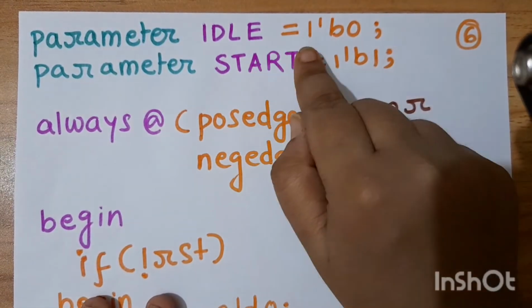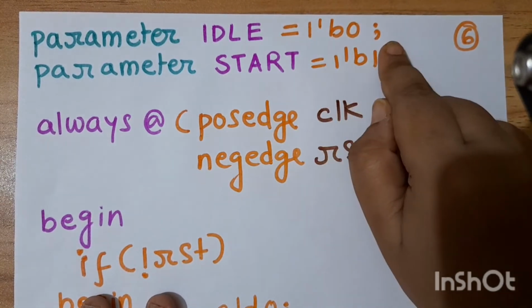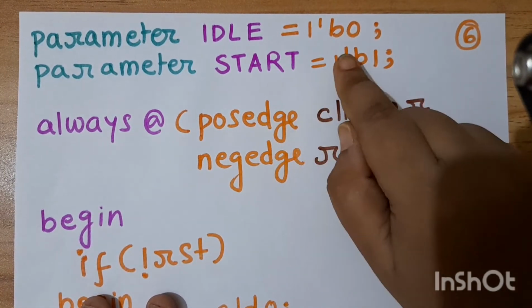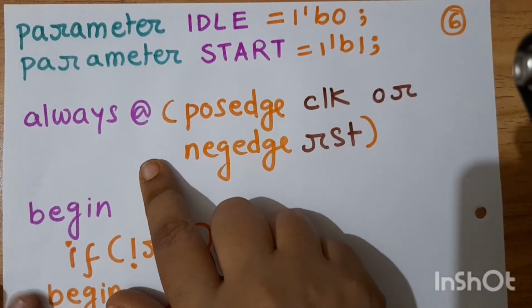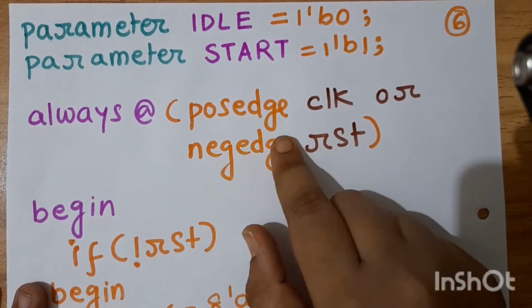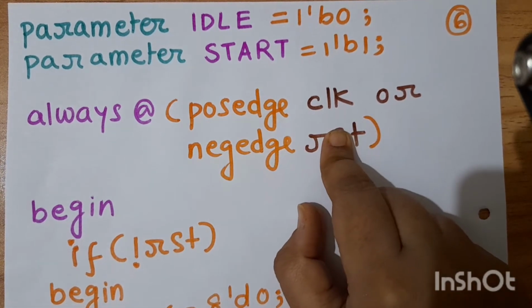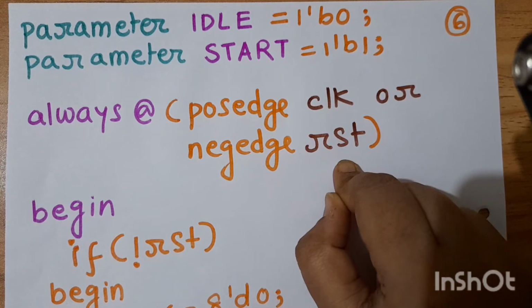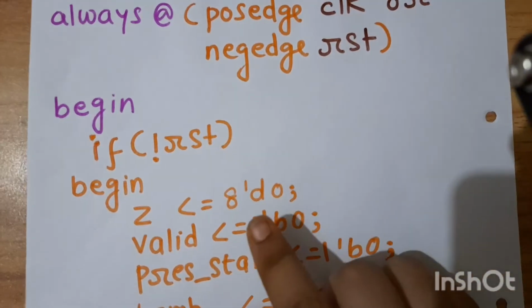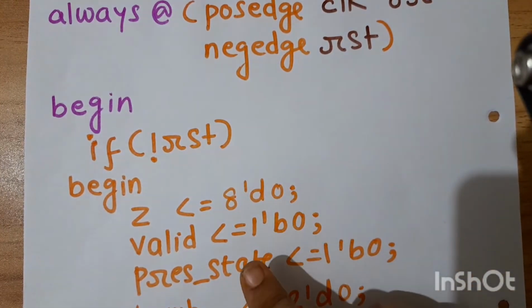Parameter idle = 1'b0; parameter start = 1'b1; Okay. Now, always @(posedge clock or negedge reset) begin. If not equal to reset, begin Z.